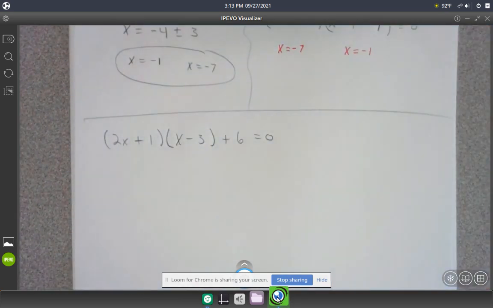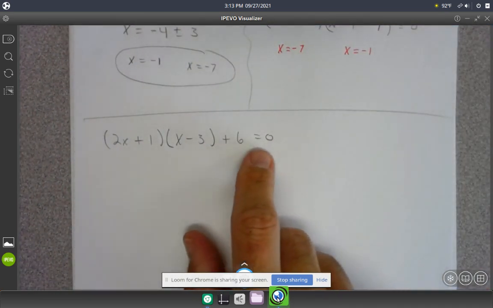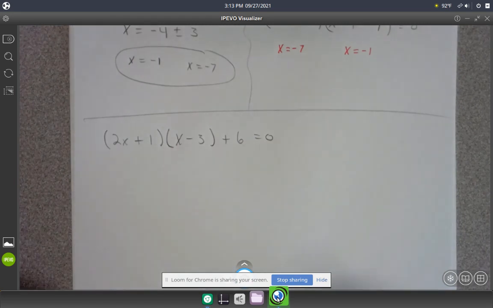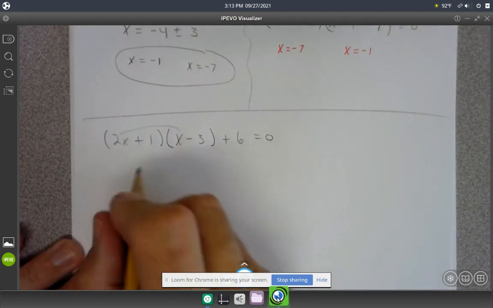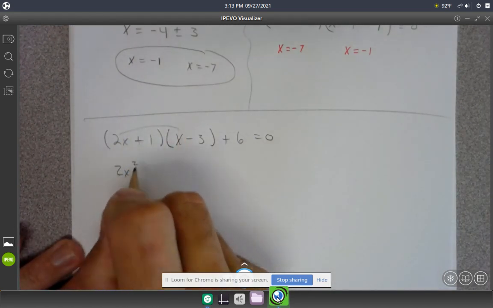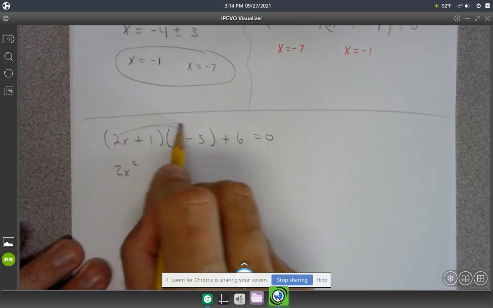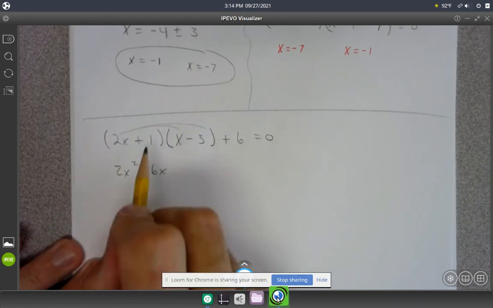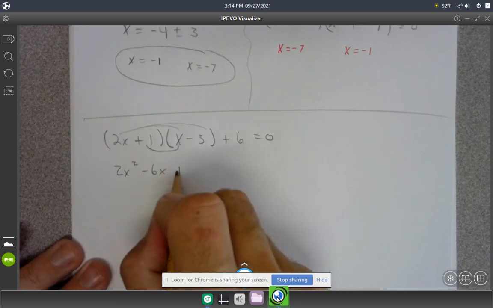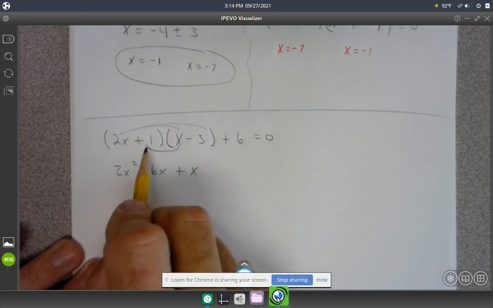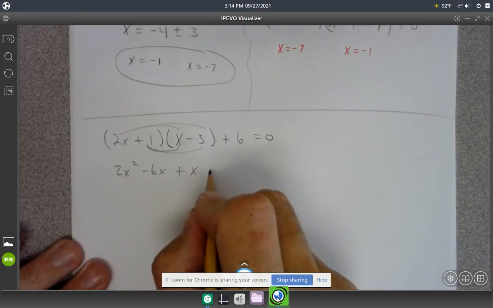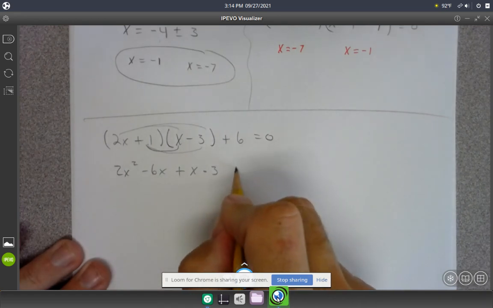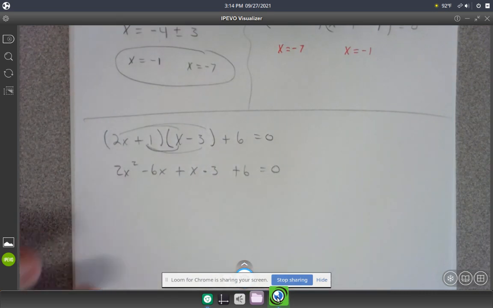So I actually have to multiply this whole thing out first. That's my only option. All right, 2x and x will be 2x squared. 2x and a negative 3 will be negative 6x. This will be a 1x. And then 1 and negative 3, that'll be negative 3. Of course, we still have that plus 6 there. All right, combine our terms.